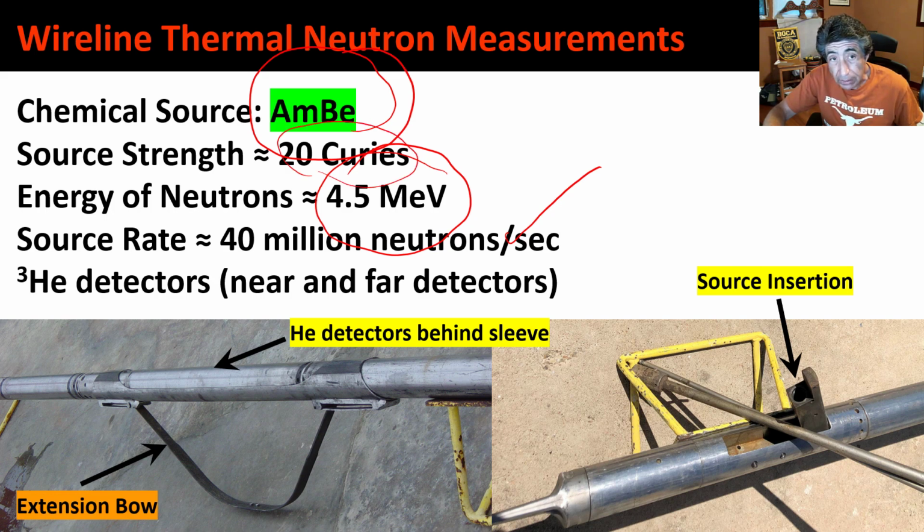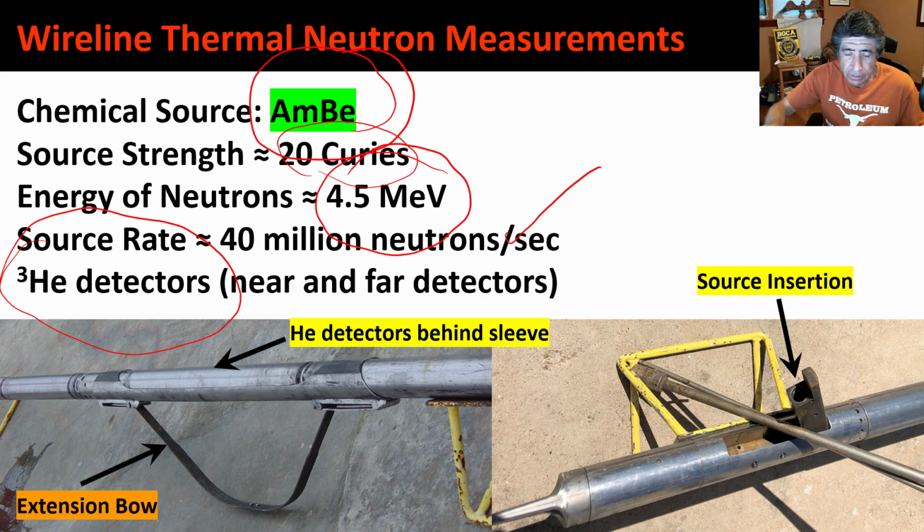And the tool has two sensors, near and far. And now maybe you can guess why we have two sensors, right? To compensate. And we have to compensate for a few things. But one sensor is not enough for compensation. We need two sensors. So just like we had the density tool for compensation of presence of mud cake. The sensors are helium detectors. It's a very interesting principle as to how helium detectors work to detect neutrons. It's a nuclear reaction.